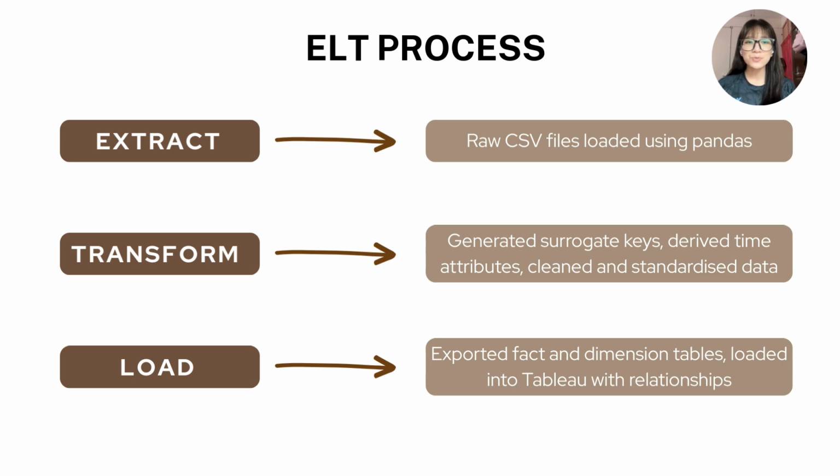The ETL process was implemented using Python. First, the raw CSV files were extracted using pandas. During transformation, surrogate keys were generated, time attributes such as month and time of day were derived, and data cleaning was performed. Finally, the transformed data was loaded into Tableau, where relationships were defined based on the star schema.